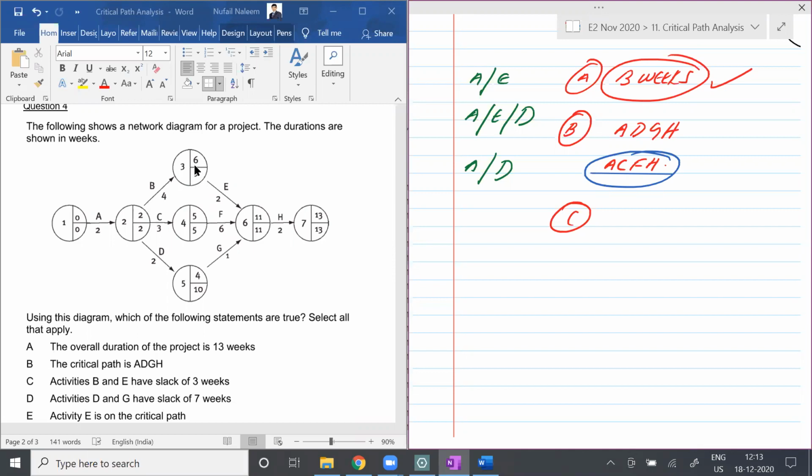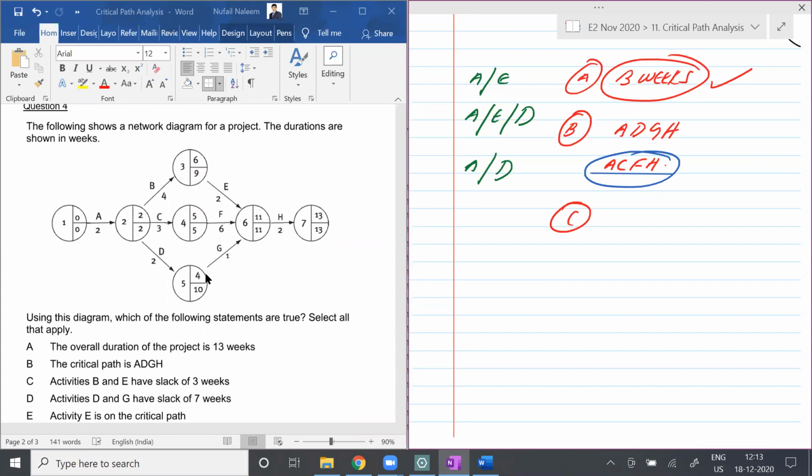So B is correct. And even if you see E, be careful. E is an intersection. There are 3 preceding activities so that H will form. Students, look at this carefully. 5 plus 6 is 11. 4 plus 1 is 5.